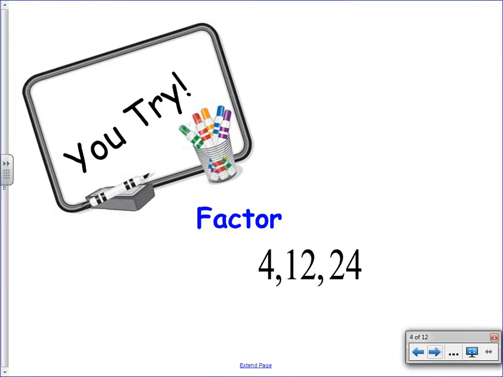Okay, I want you to do that one for me. What is the greatest common factor on your desks? Write it out of 4, 12, and 24. What's my greatest common factor? You can use your multiplication chart to help you out.